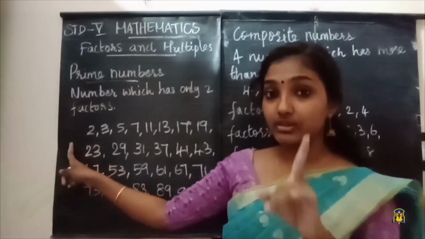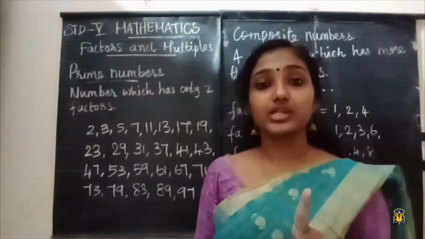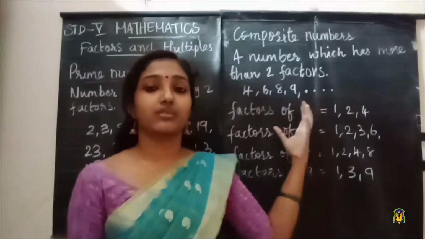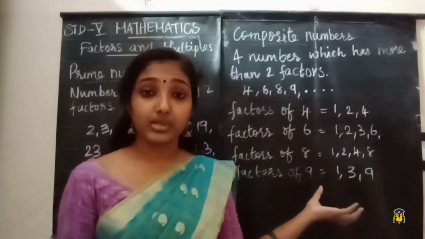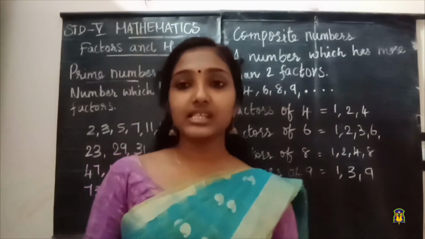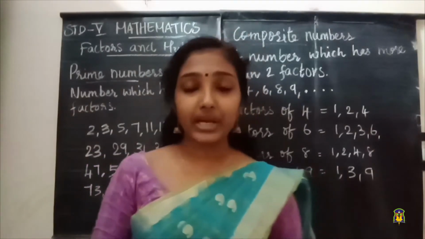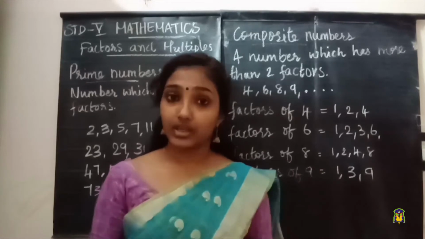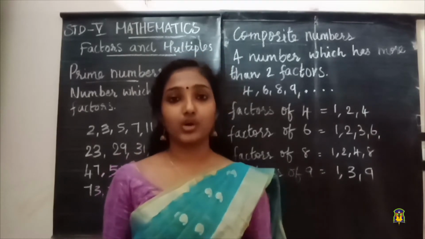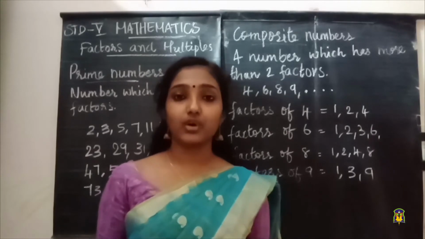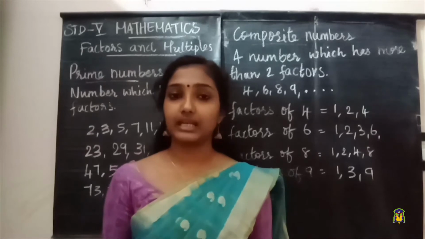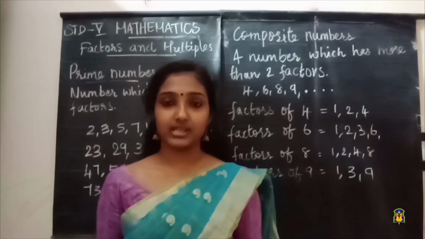Before 2, there is 1, right? 1 does not fall on the list of prime numbers, and also 1 does not fall on the list of composite numbers. Then what is 1 called? So we can say that 1 is not a prime number, and also 1 is not a composite number. 1 is neither prime nor composite. 1 does not fall in the two categories.